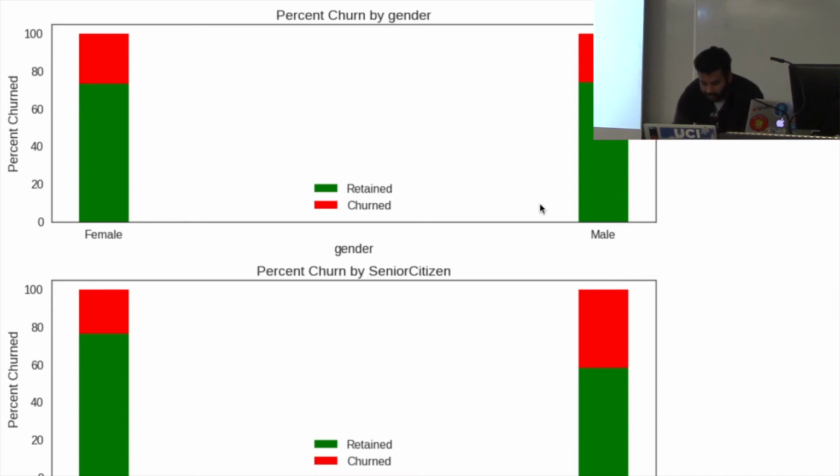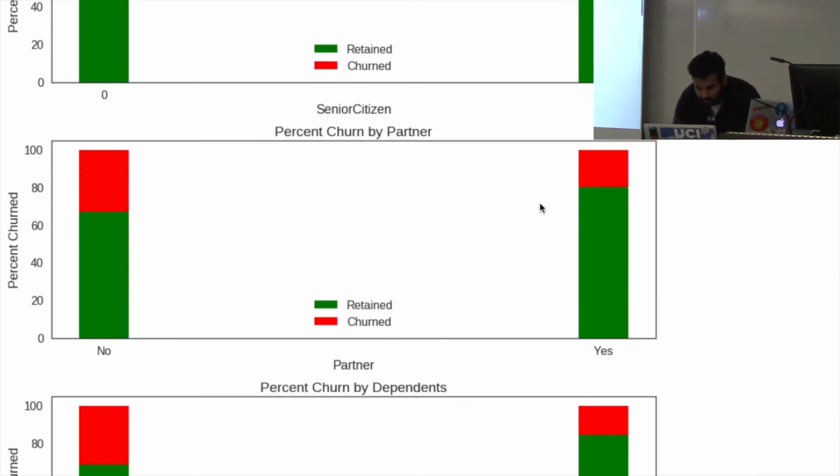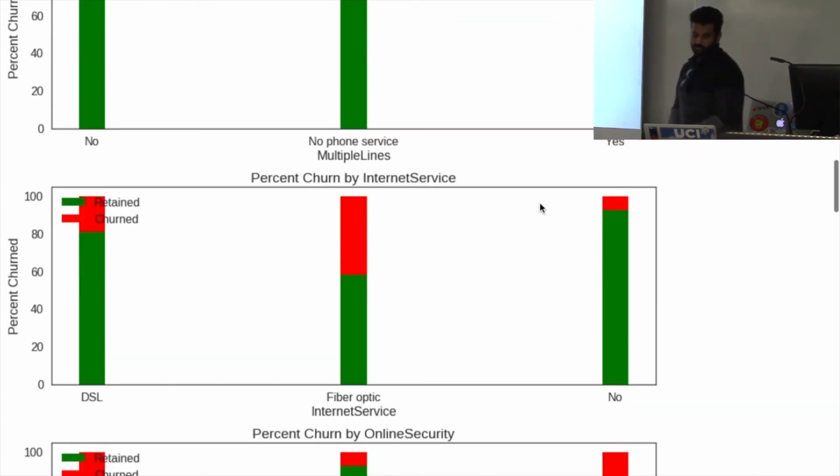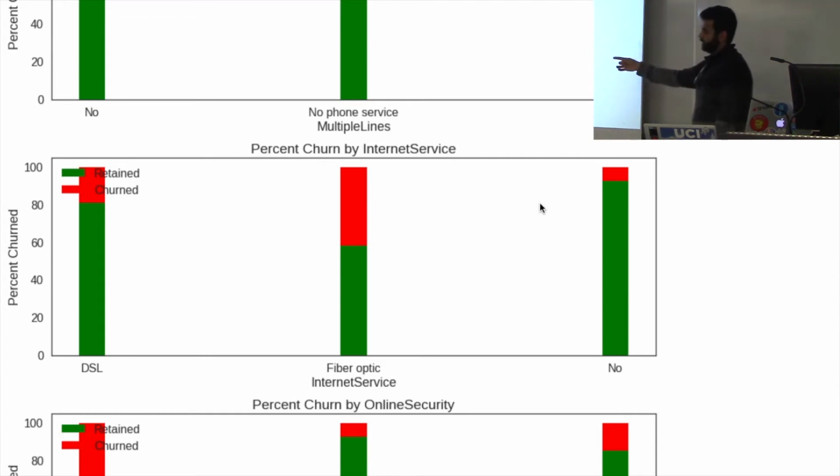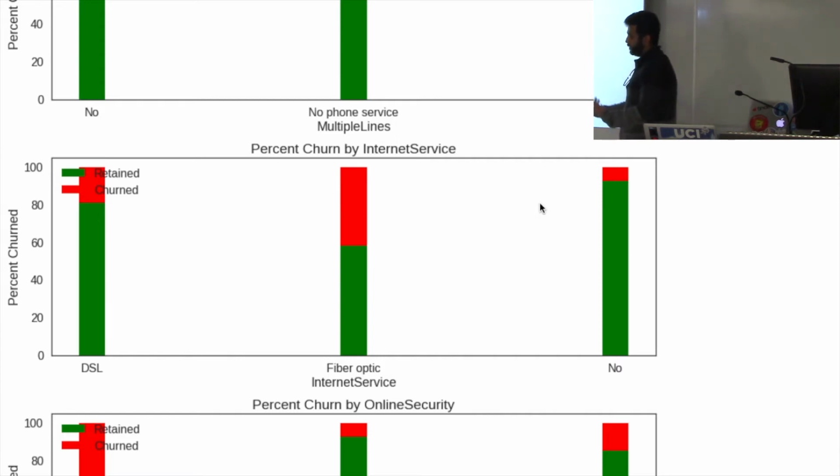Now contrast that with something like this. This feature is called internet service, what kind of internet service the customer has, and you can clearly see that fiber optic customers churn at a higher proportion than everybody else. So this is more likely an important thing for the model to know when making a prediction. It's probably going to give it a lot of weight, because you can see we have differences in all the values of this feature.